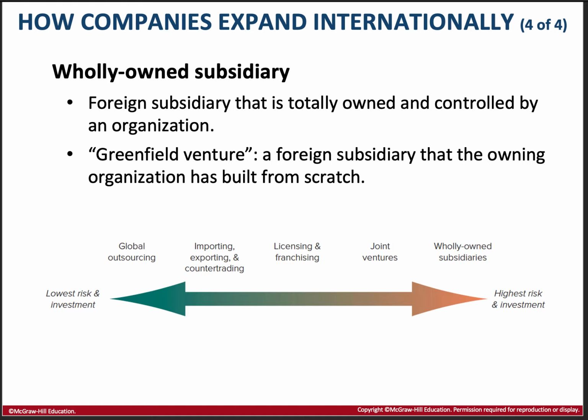So a wholly owned subsidiary is totally owned and controlled by an organization. That is exactly what it means. And you have the greenfield venture, which is a foreign subsidiary that the owning organization built from scratch. It's not represented on this scale, but it is related to the wholly owned subsidiary. I just wanted to make sure that that was covered, because it is right there as the highest risk and investment on the scale.